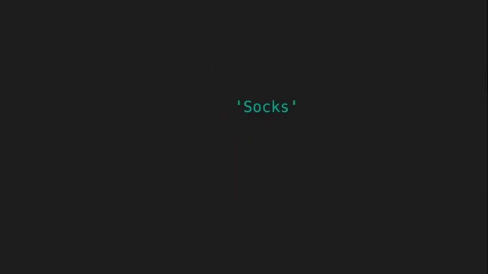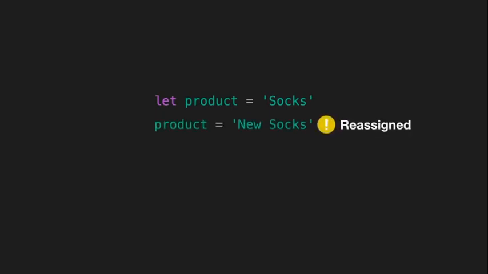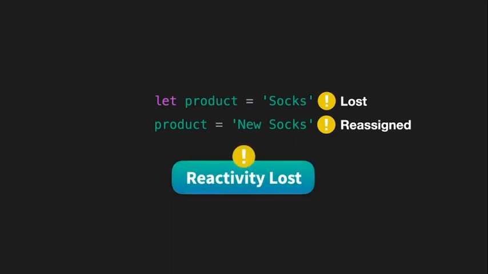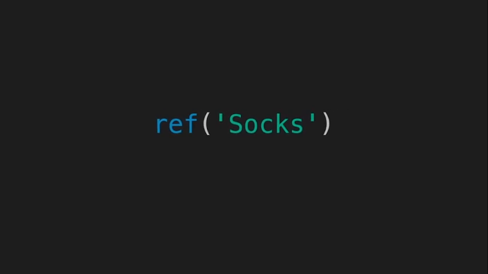For example, if we're using this variable as a state, changing it means reassigning it. The problem is that the original value socks would be lost after reassignment. The reactivity is lost as well. Vue's way of getting around this problem is to wrap the value in an object with ref. So our state is technically the ref object, not the string value that it contains.